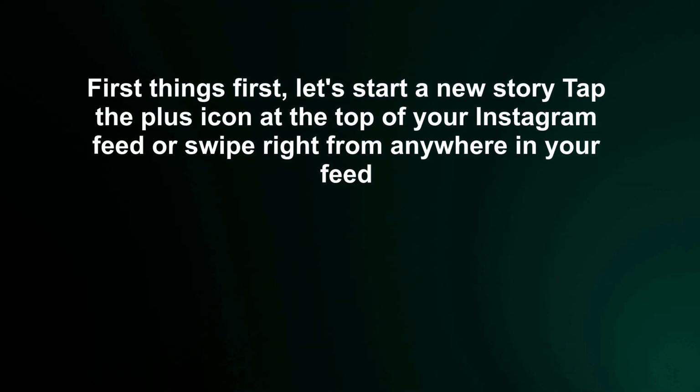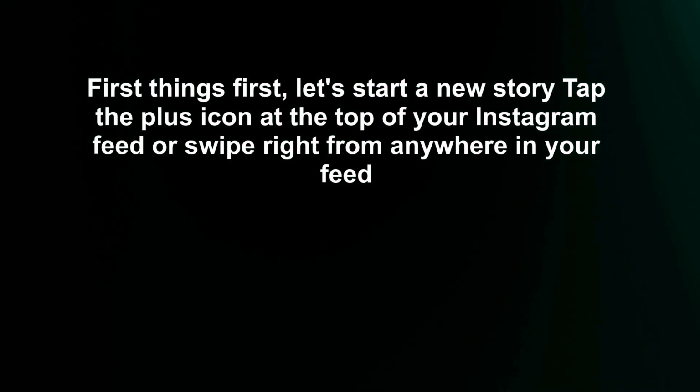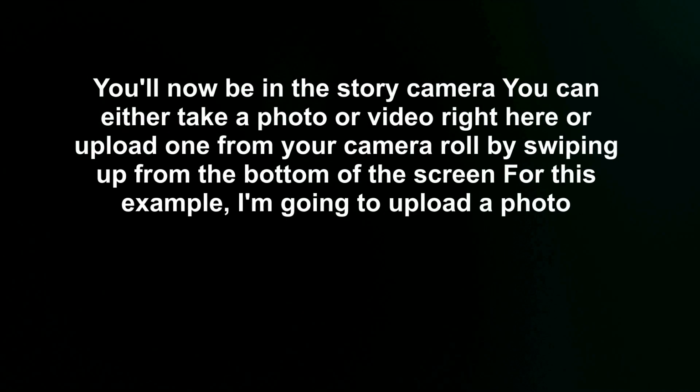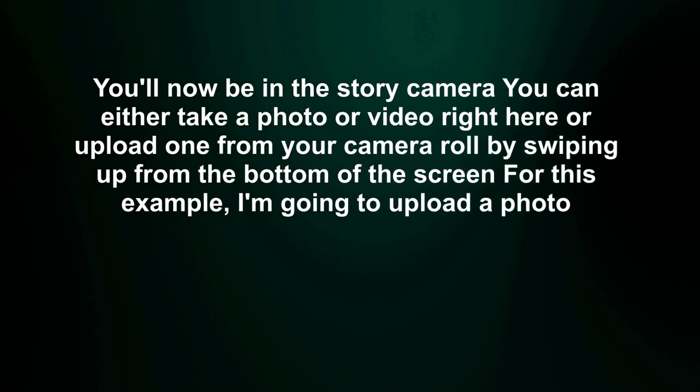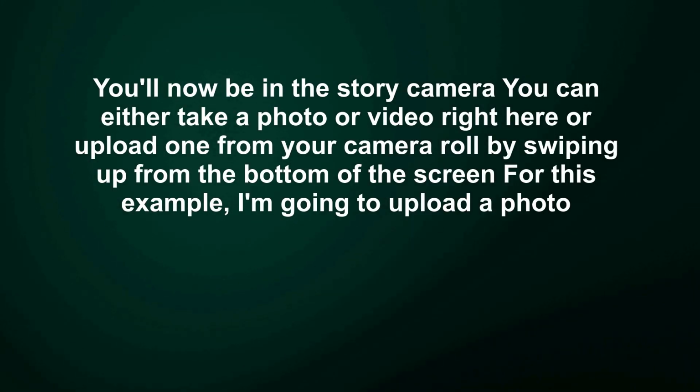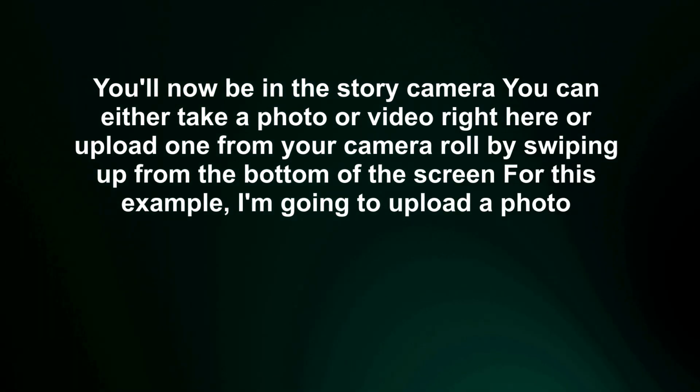Tap the plus icon at the top of your Instagram feed or swipe right from anywhere in your feed. You'll now be in the story camera. You can either take a photo or video right here or upload one from your camera roll by swiping up from the bottom of the screen. For this example, I'm going to upload a photo.